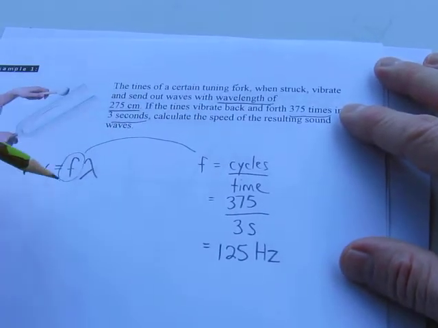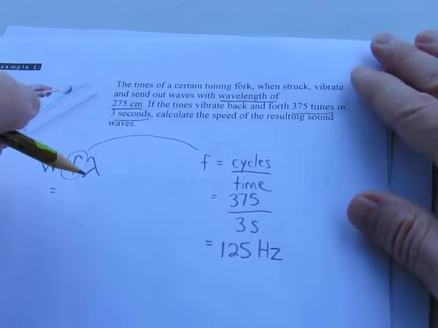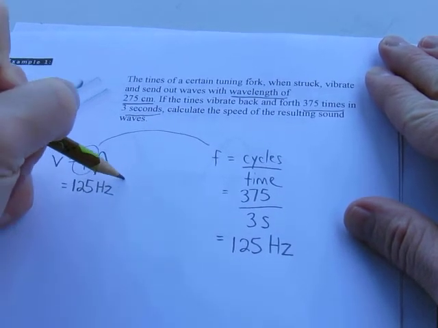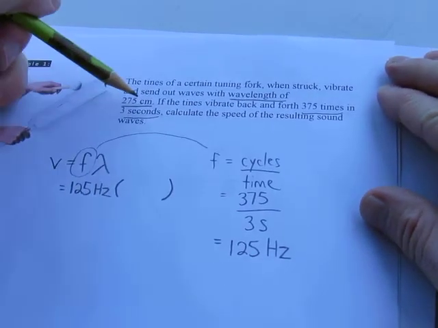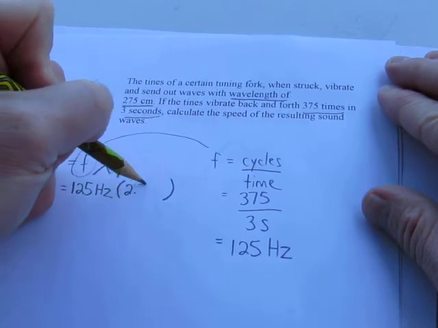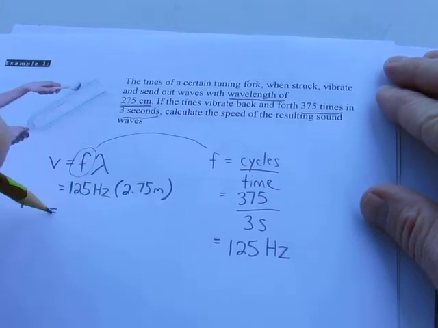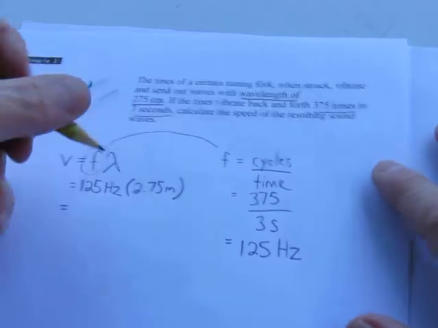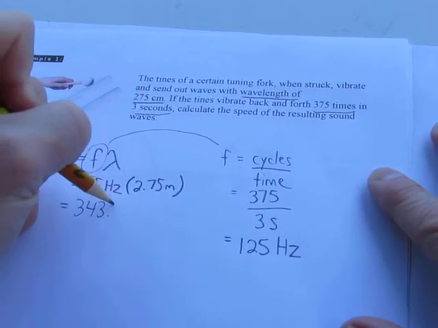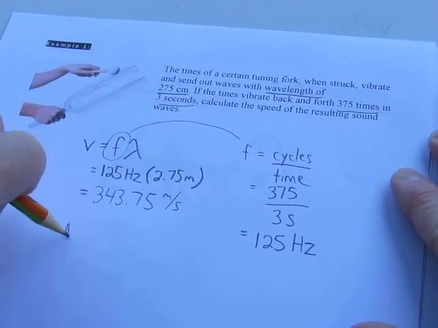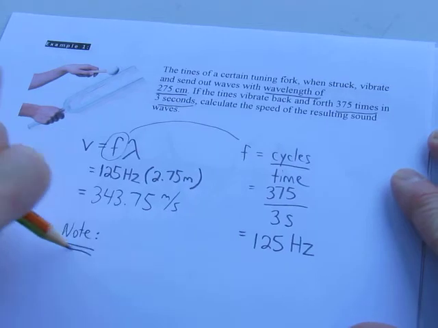So that's the missing value for this formula. So going back to the previous step, the frequency is 125 hertz, and the wavelength was given in the question, but it's in centimeters, 275. So convert that into meters, 2.75 meters. And do that on a calculator. And it's a little bit too early in the work to make sense of this answer. 343.75 meters per second. But you may want to put a note here for the future.